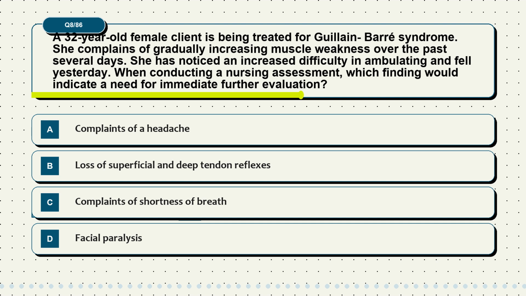Here are the options. Option A. Complaints of a headache. Option B. Loss of superficial and deep tendon reflexes. Option C. Complaints of shortness of breath. Option D. Facial paralysis.